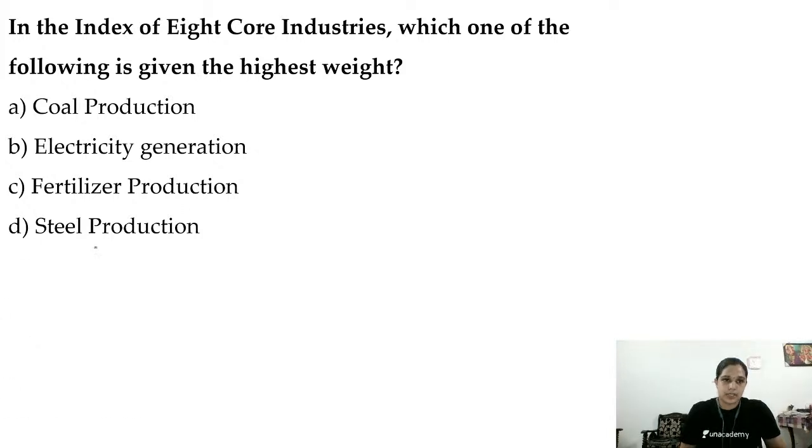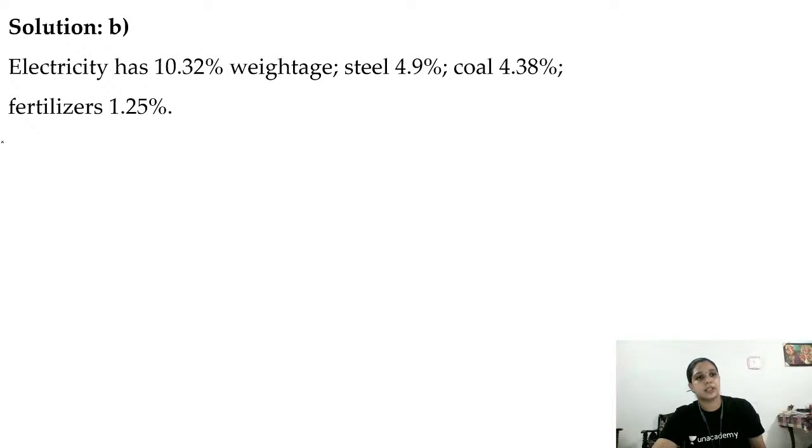Index of 8 core industries. Which of the following is given the highest weight? Yes. So electricity generation is given the highest weight. That was that year's current affair. Simple. It's a current affair that year.